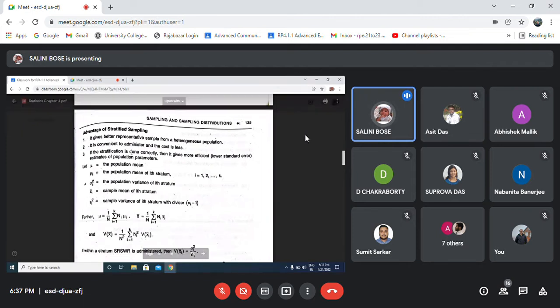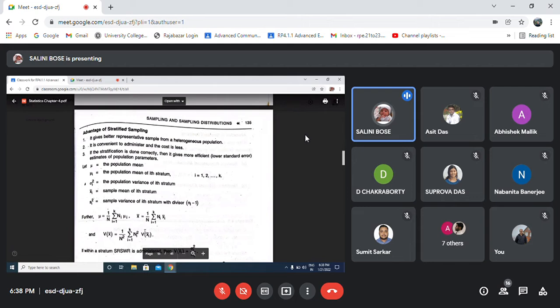So if the stratification is done correctly, then it gives a more efficient estimate of the population parameter. And your population parameters are what? Population mean, population variance, population standard deviation. And your stratified statistics will be, for the mean, mu i, for the variance, sigma square i, and xi bar. These are the stratified ones. Clear?